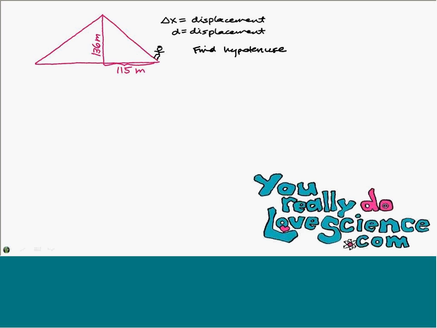The good thing with this is they gave us both sides of the right triangle, so we can just use Pythagorean. Exactly, which is one of everybody's favorites. So let's do a squared plus b squared equals c squared. And can I have a calculator? Yes.